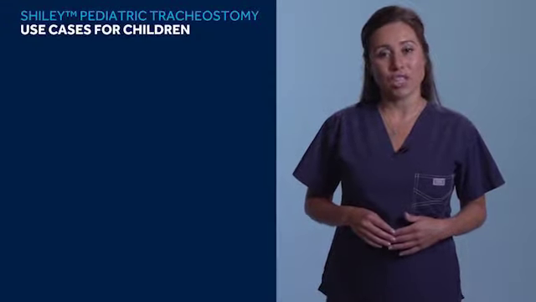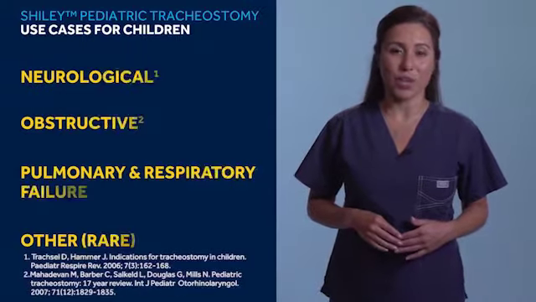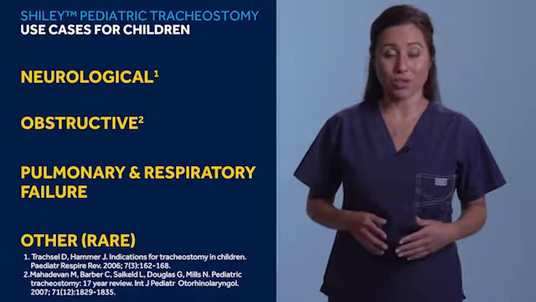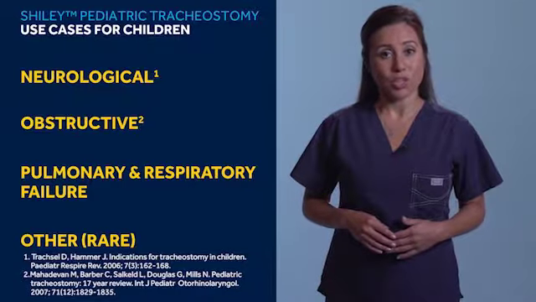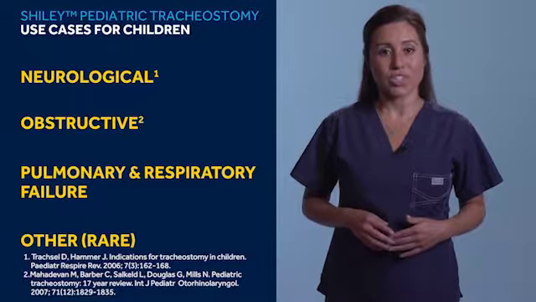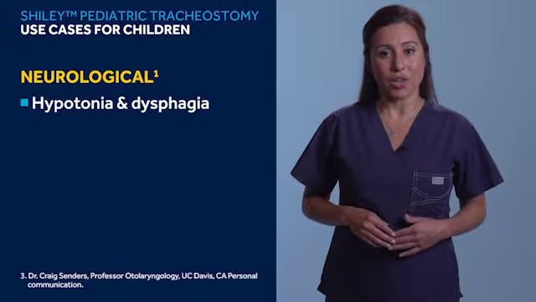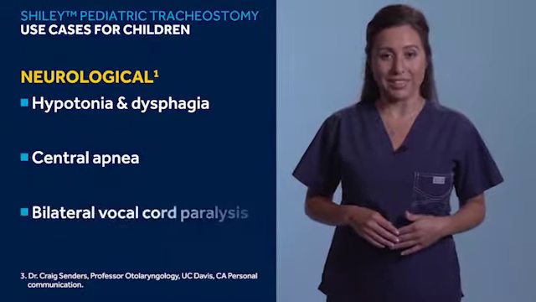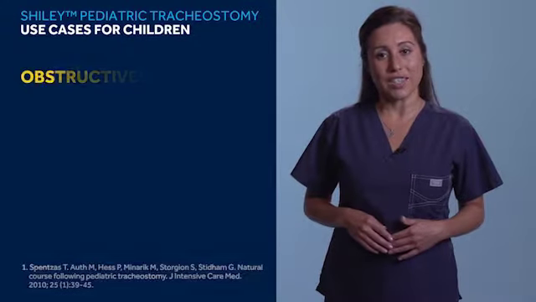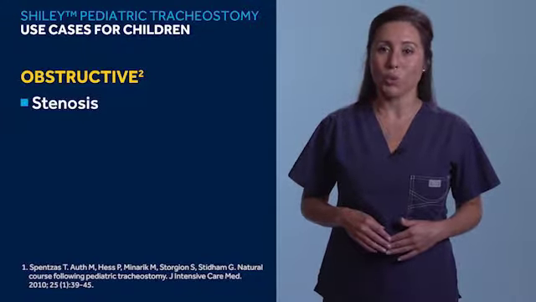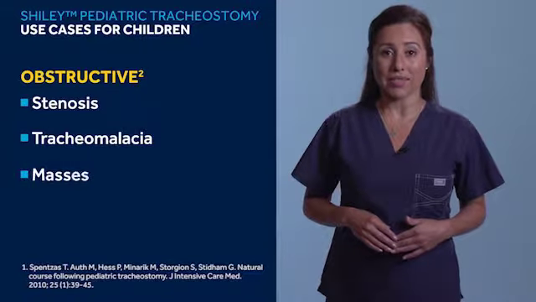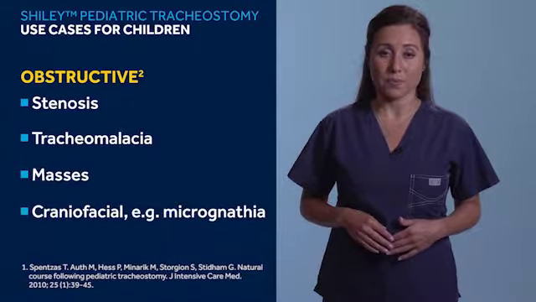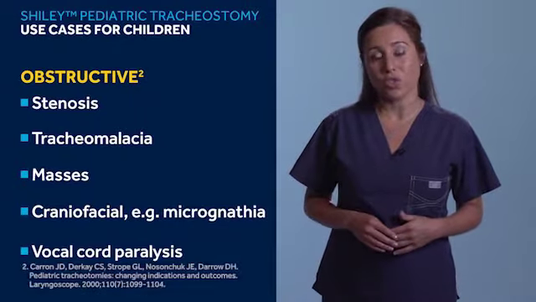The indications for tracheostomy in children can be organized into the following categories: neurological, obstructive, pulmonary or respiratory failure, and other causes. Neurological indications include hypotonia or low muscle tone and dysphagia or difficulty in swallowing, central apnea, and bilateral vocal cord paralysis. Obstructive indications include stenosis, tracheomalacia, the presence of masses, and craniofacial issues. Vocal cord paralysis also falls under this category.